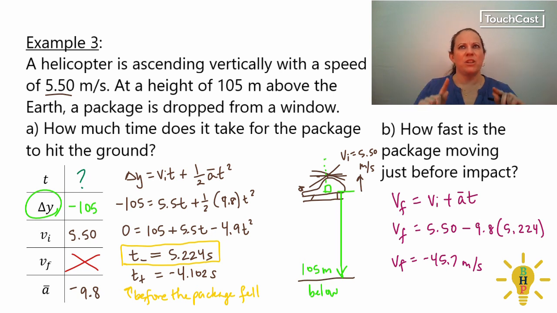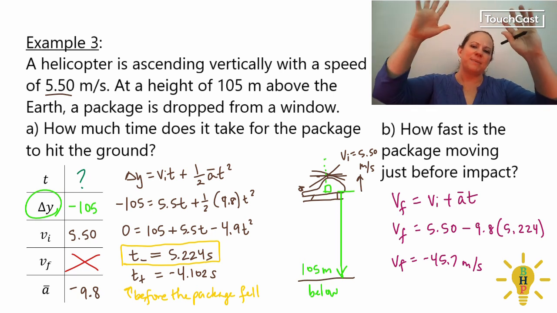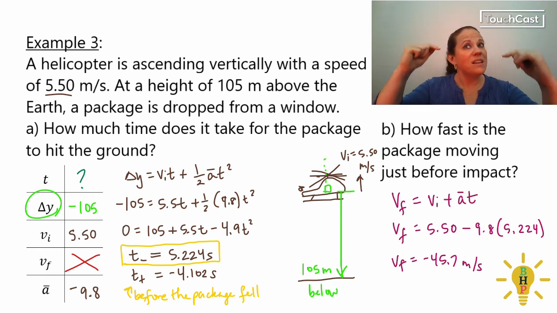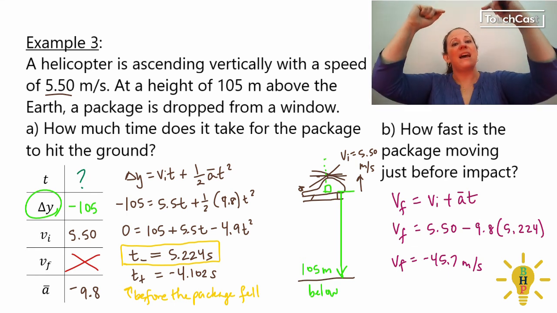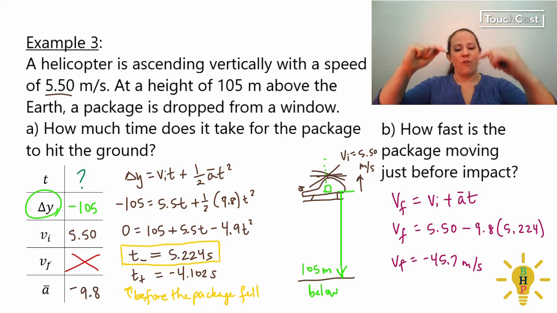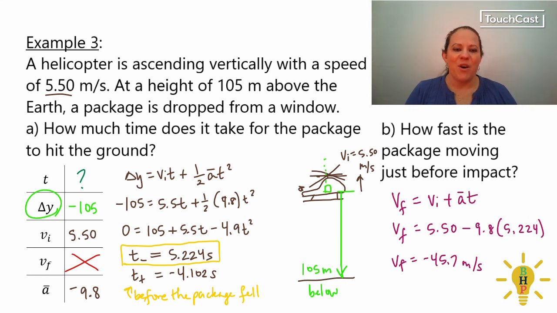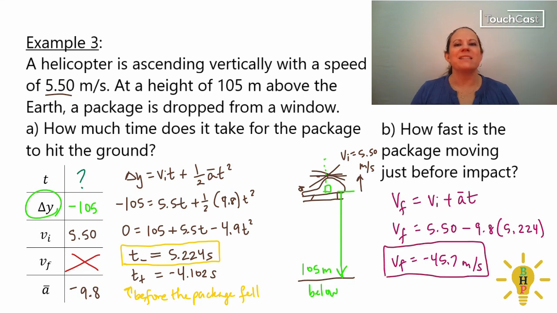Our package is initially moving upward. When somebody drops it out the window, it's going to continue moving upward as it slows down. It'll stop at the top and then it's going to fall. And that negative 45.7 meters per second is indicating that our package is moving down. So that value is consistent with what physically makes sense.